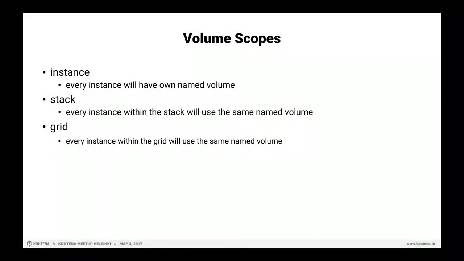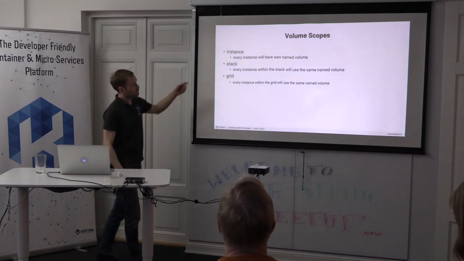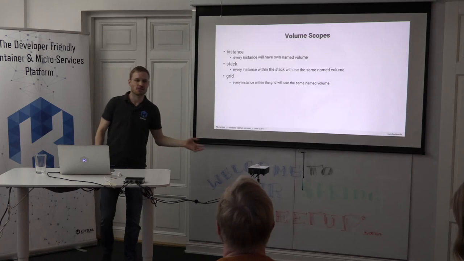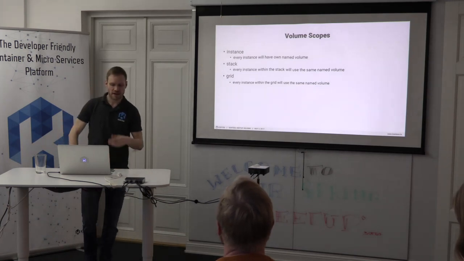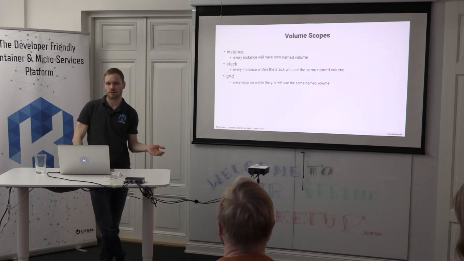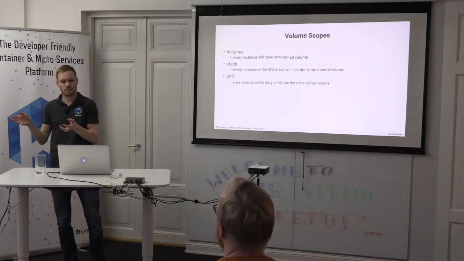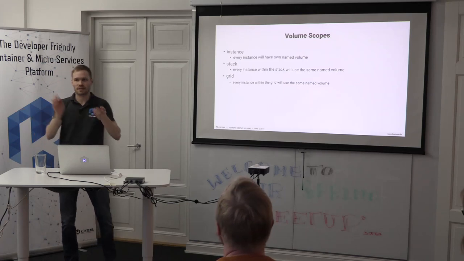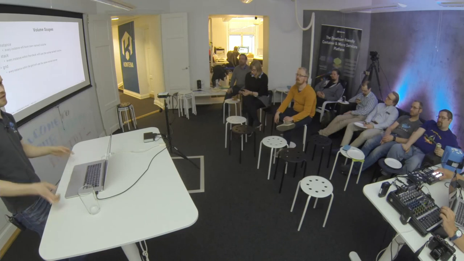Yeah, you might notice that I mentioned and talked about scopes. Those scopes are the way how different instances can see those volumes. So when you define the volume scope as instance, then every instance will have a unique named volume. It can be also stack wide. So then every instance within the same stack can use the same named volume. But depending on the driver, if it's a local driver, then every stack instance on the same host node can use the same named volumes. But it's a different named volume on another node. So those are not by default shared volumes.